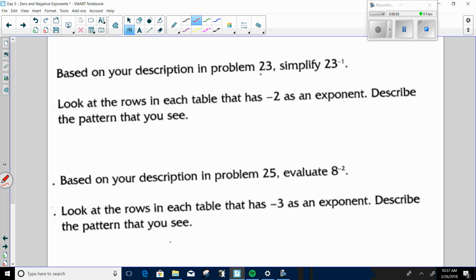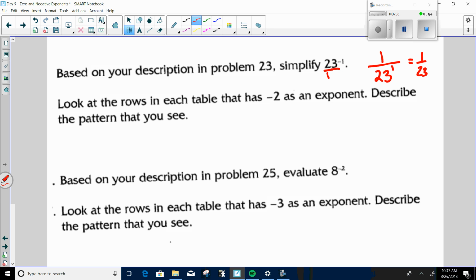So, based on your description in problem 23, simplify 23 to the negative 1/3 power. Well, what I would do is I would make a fraction here. What I'm going to do is anything with a negative exponent moves to the other side of the fraction bar. So what happens is 23 moves to the bottom of the fraction bar with an exponent of 1. There has to be a number on top, so it becomes 1 over 23 to the first power, or just 1 over 23.